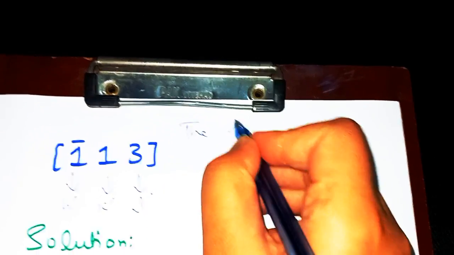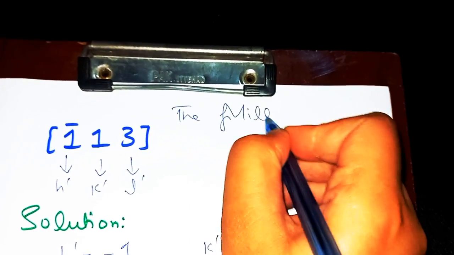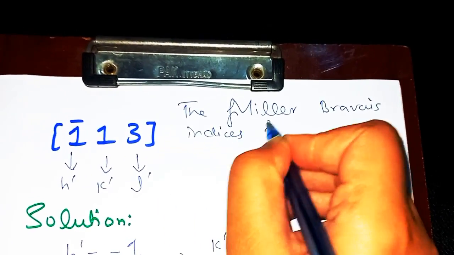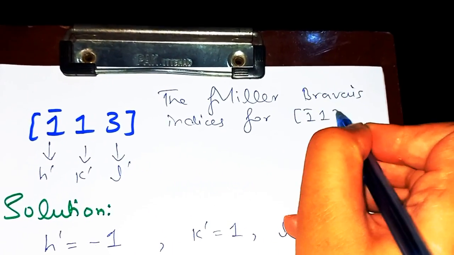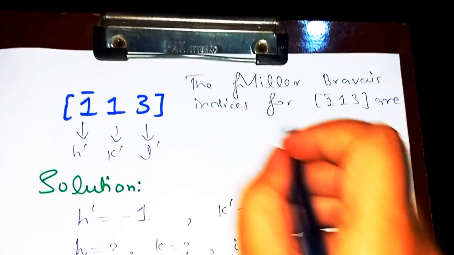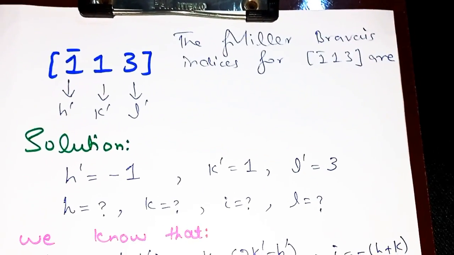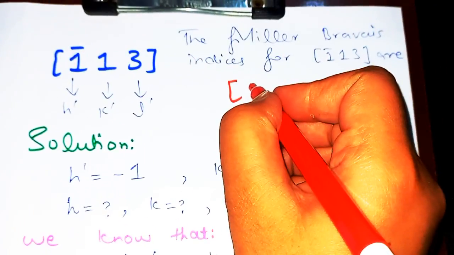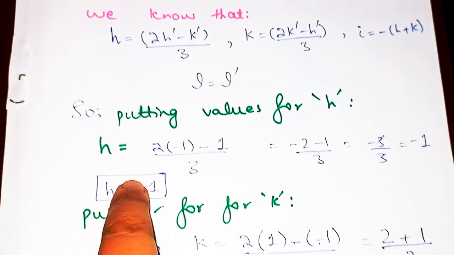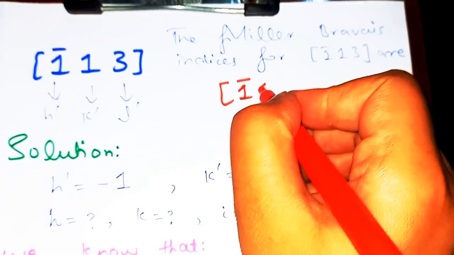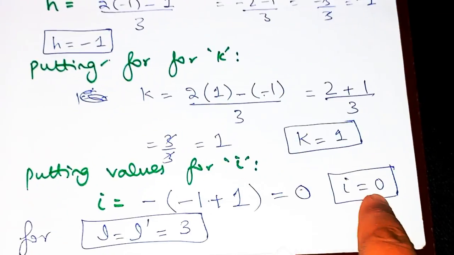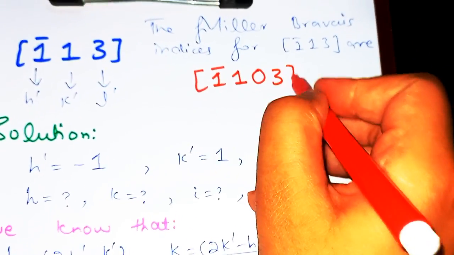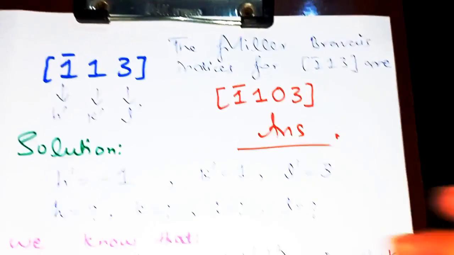So we can write down the final Miller-Bravais indices for 1 bar 1 3. The final results are: H is minus 1, so it's 1 with a bar over it since it's negative. Then we have K, which is 1. Then we have I, which is 0. Then we have L, which is actually 3 again. So this is the answer.